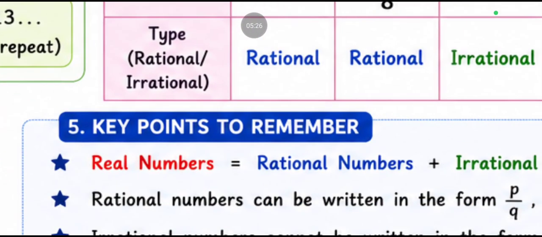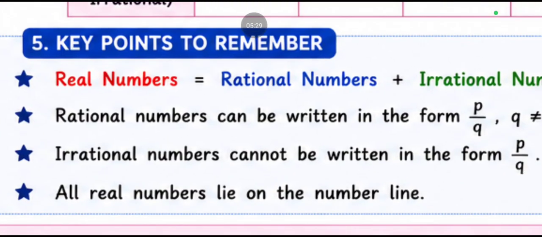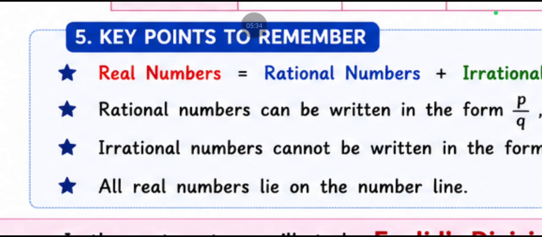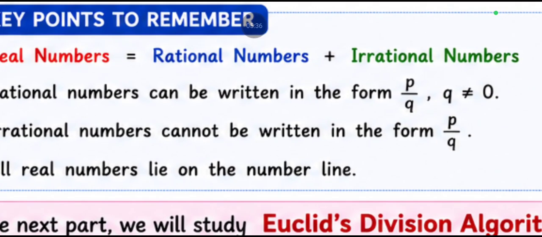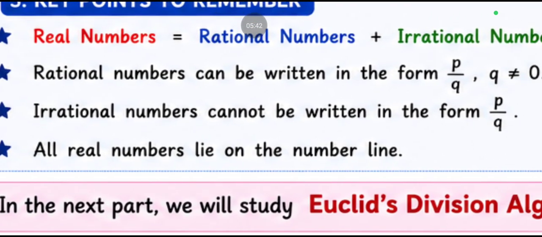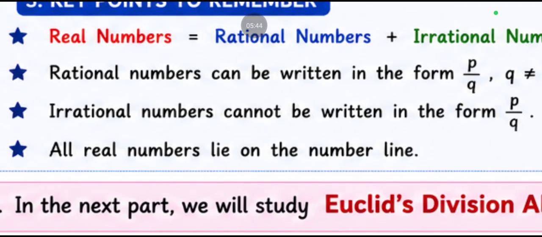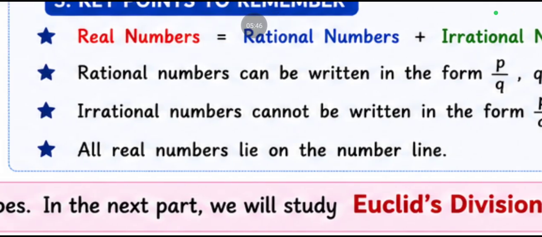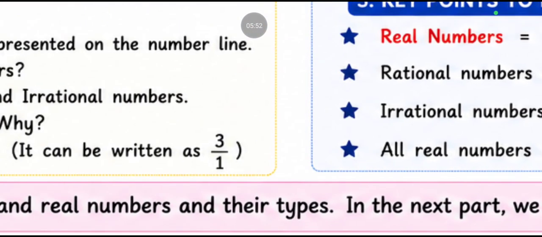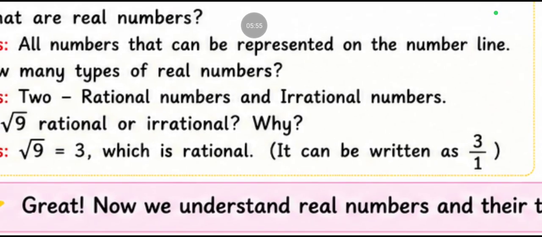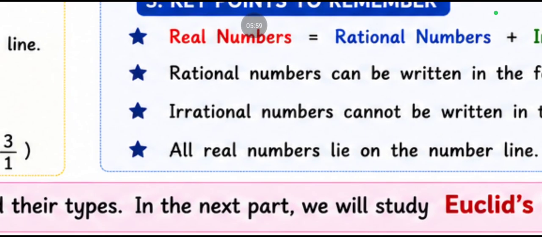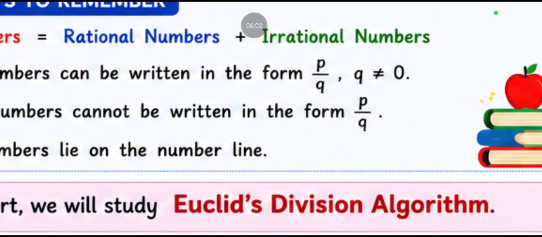Now some key points to remember, children. Real numbers means rational numbers plus irrational numbers. Rational numbers can be written in the form of p by q where q is not equal to 0. Irrational numbers cannot be written in the form of p by q. All real numbers lie on the same number line. I think you should understand this topic very well. Children, now we understand real numbers and their types. In the next part, we will study Euclid's division algorithm.